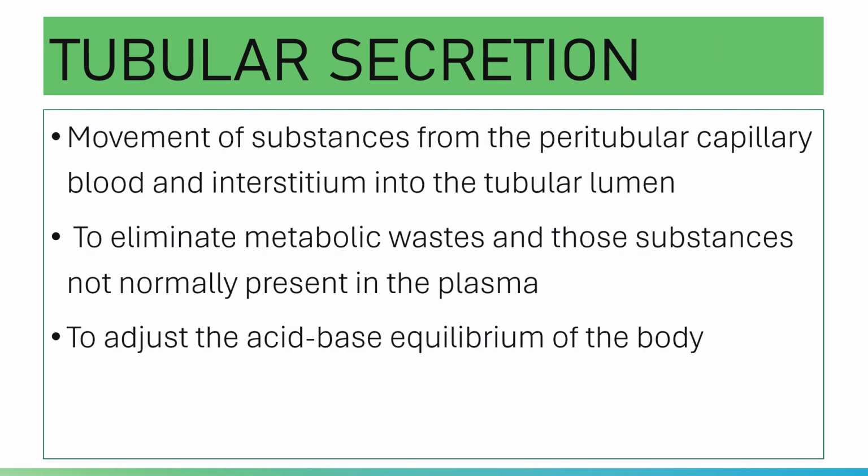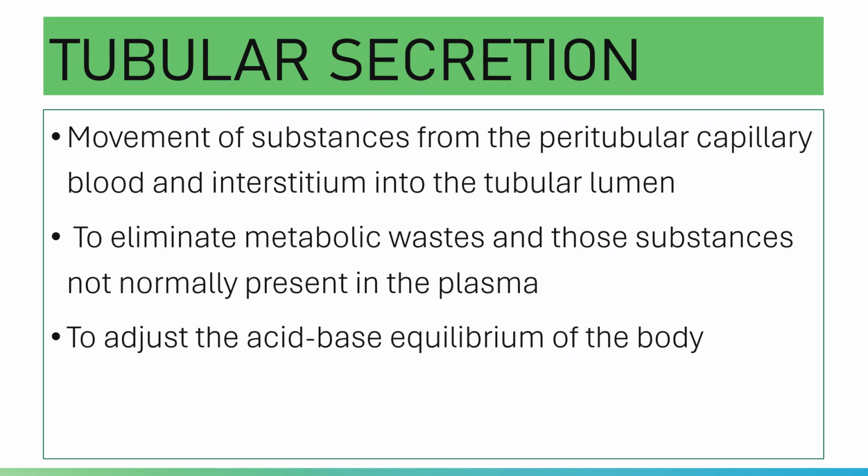Then you have your tubular secretion. Please note that tubular secretion is the movement of substances from the peritubular capillary blood and interstitium into the tubular lumen. Okay? This is to eliminate metabolic waste and those substances that are not normally present in the plasma, like drug metabolites. And yes, tubular secretion is also important to adjust the acid-base equilibrium of the body.